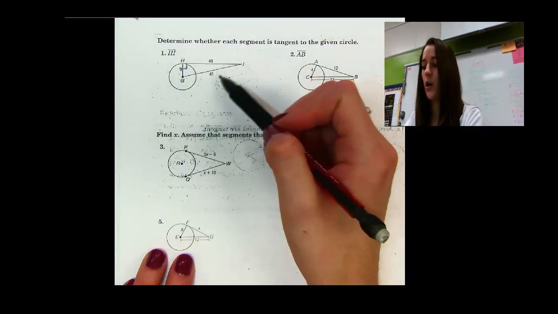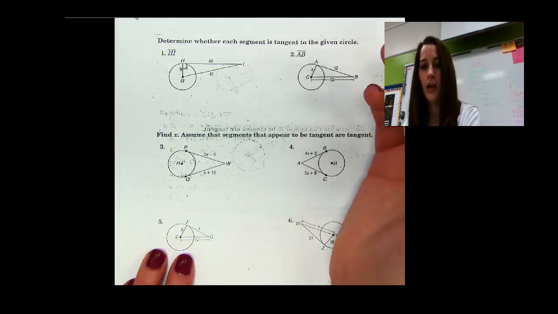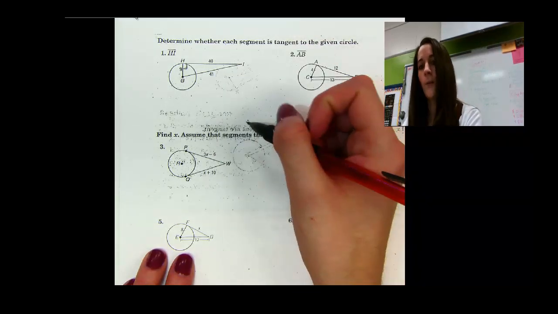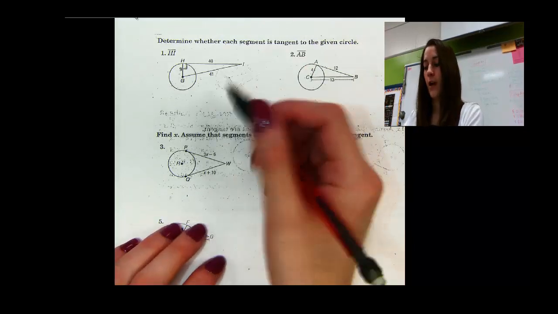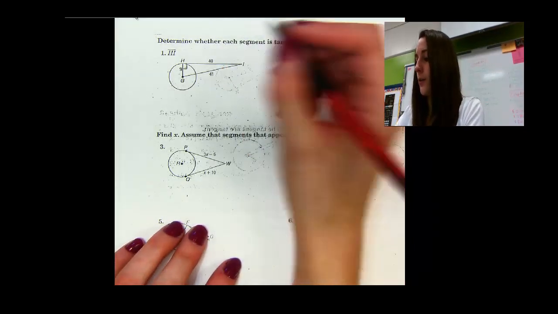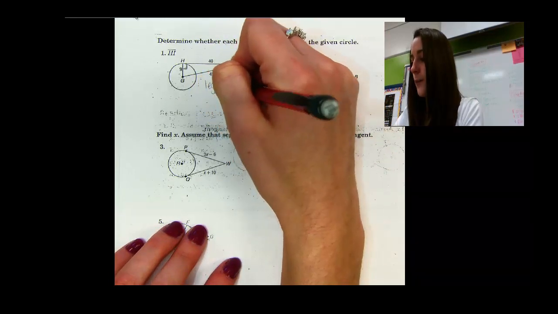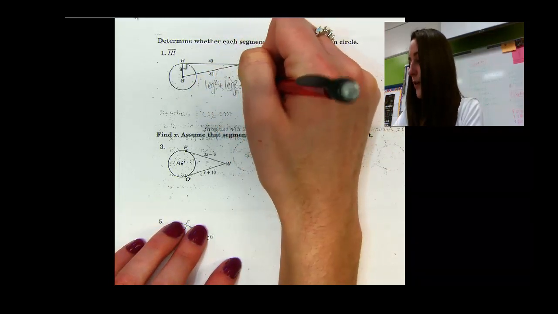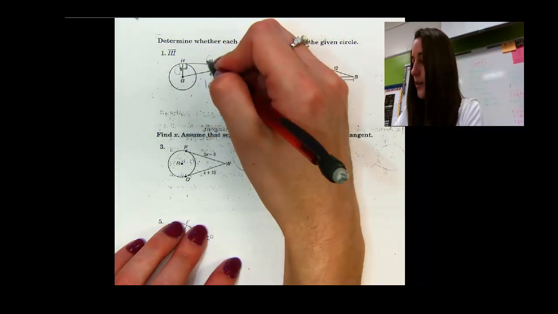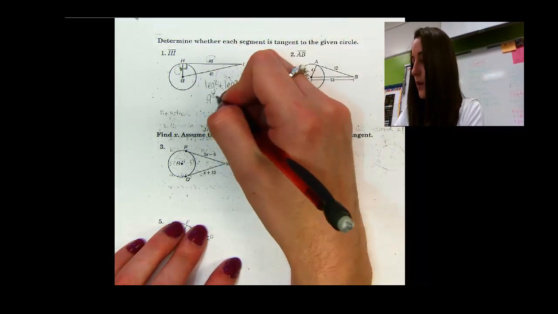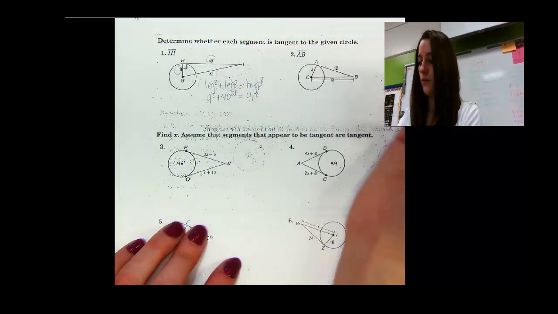Since we know all of our line segments, what do we know about right triangles? We can use the Pythagorean theorem. If the Pythagorean theorem works, then we have a right angle. Our Pythagorean theorem is leg squared plus leg squared equals hypotenuse squared. So these are our two legs. We're going to do 9 squared plus 40 squared is equal to 41 squared.